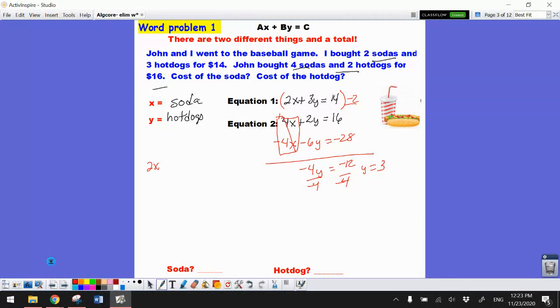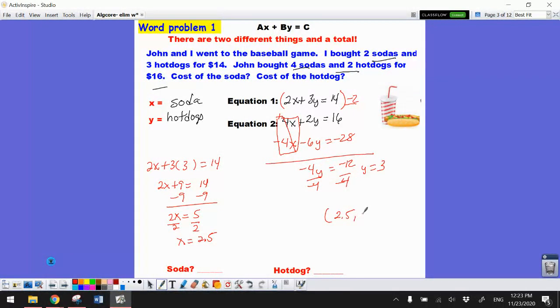Okay, let's go back to our first problem. Throw in my 3. And let's solve for x. So 3 times 3 is 9. Let's subtract our 9. 2x equals 5. And let's divide by 2. X is equal to 2.5. And that's okay that we get a decimal because we're talking about money.